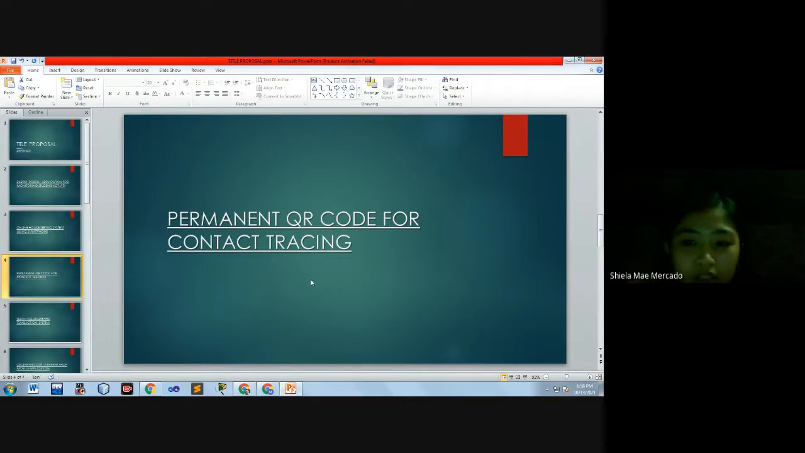With that, we can save time and money because it is more convenient than the usual way, where we are the ones scanning their QR code before entering the establishment. So, next title.